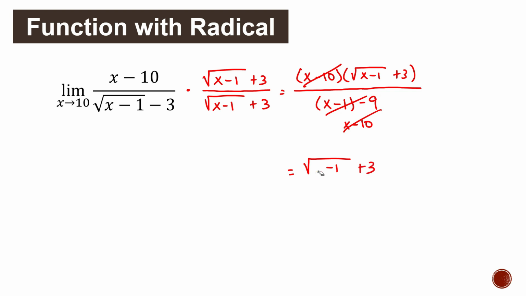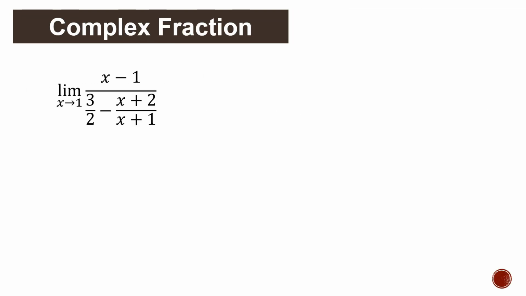Let's substitute that 10 to x. So 10 minus 1 is 9. Square root of that is 3, plus 3, which is equal to 6. Alright, let's go to the next one. And I believe this is the second to the last example.